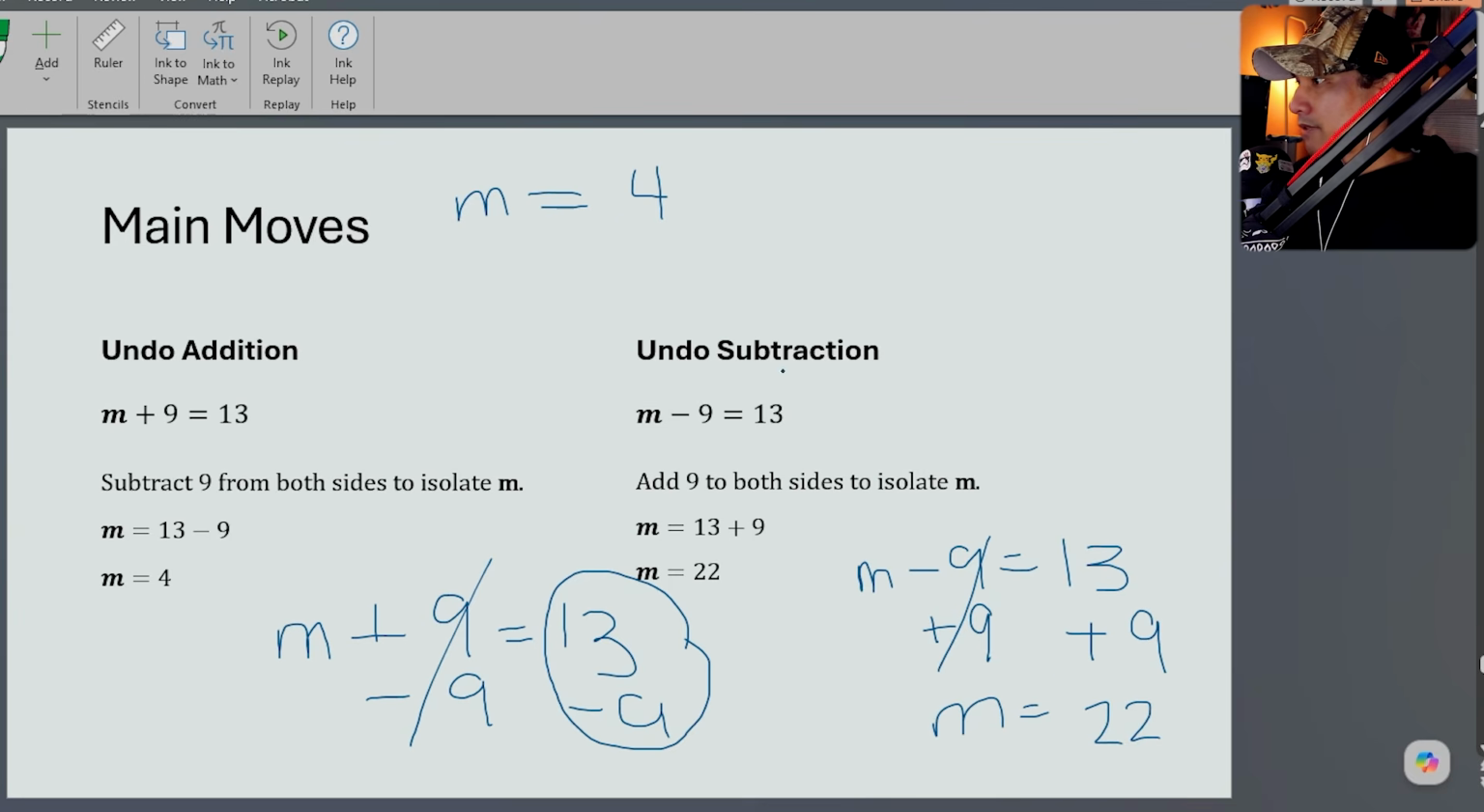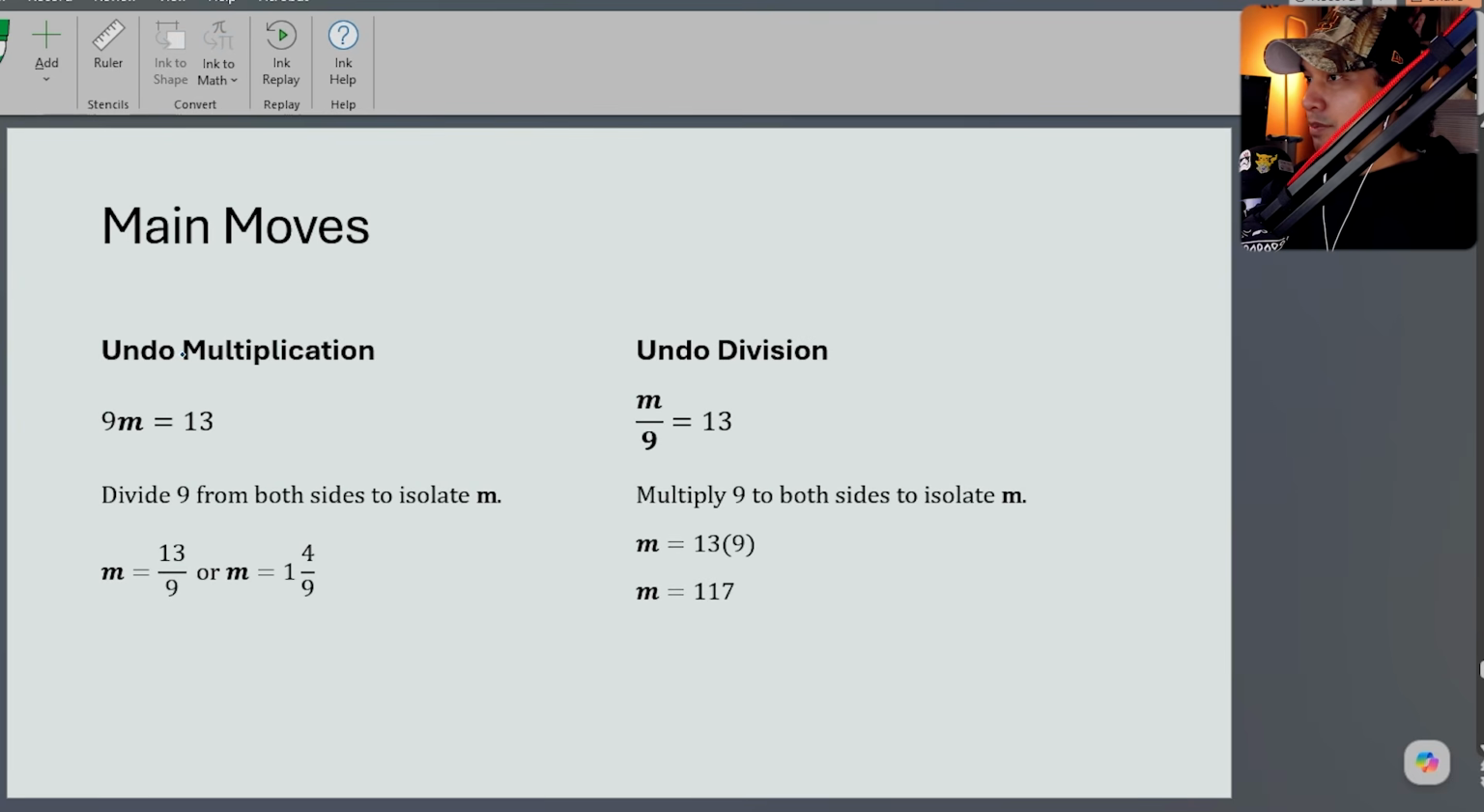Do you see the difference in the numbers, in the values? Big difference there. You could make a mistake and get a different number, and that's why you have to be careful. So we have undo addition and undo subtraction. Let's move on to undo multiplication and undo division.